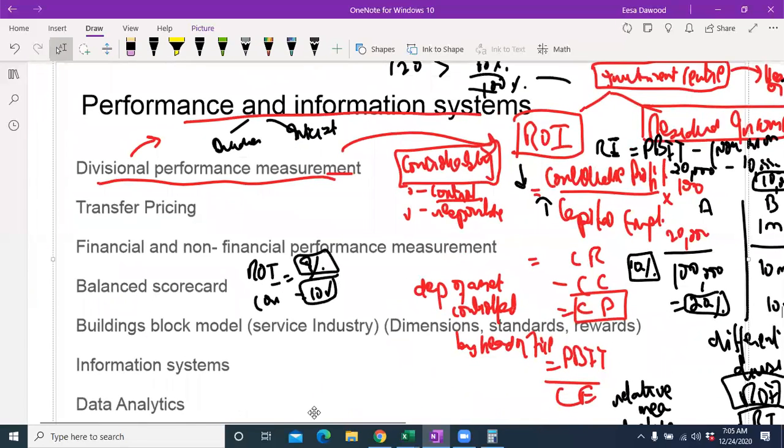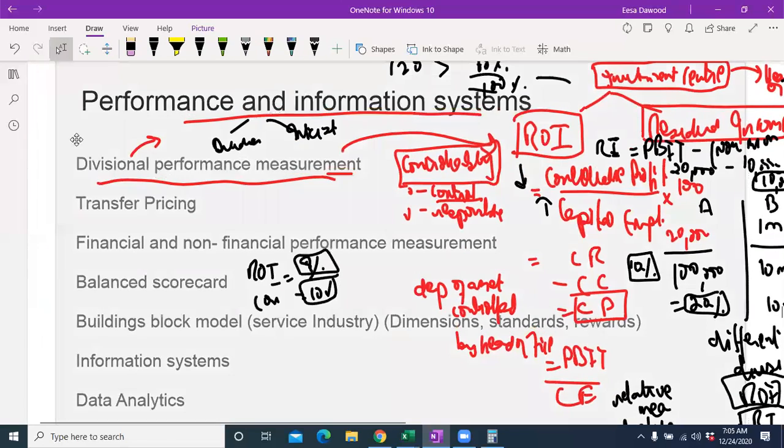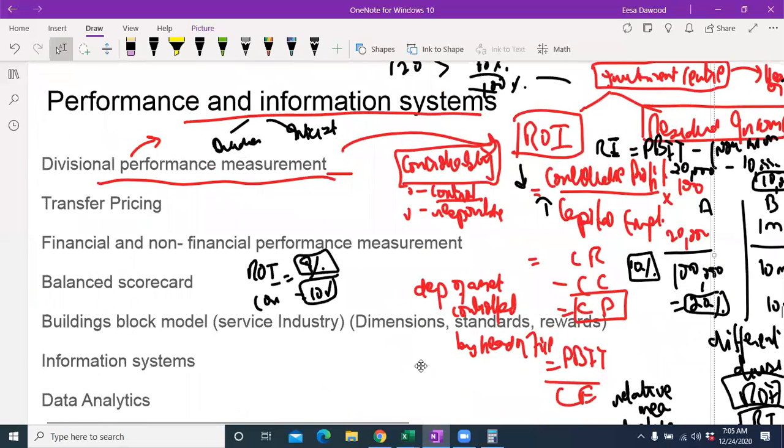If the period end is coming and the manager wants to get a bonus, but there is some investment he wants to take, but he knows that he won't be able to achieve the target return on investment, and then he won't be able to get the bonus, what would he do? He would make a dysfunctional decision. ROI encourages dysfunctional decision making.